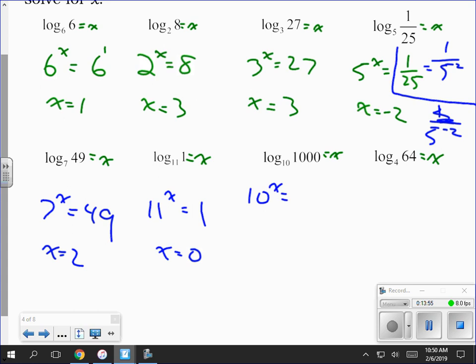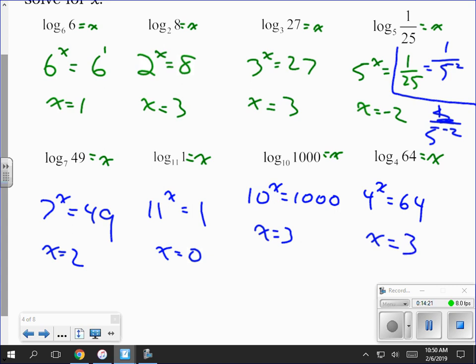10 to the x is 1,000. How many zeros do I have? 3. And then 4 to the x equals 64. X equals, what power of 4 gives me 64? 3. 4 cubed is 64.